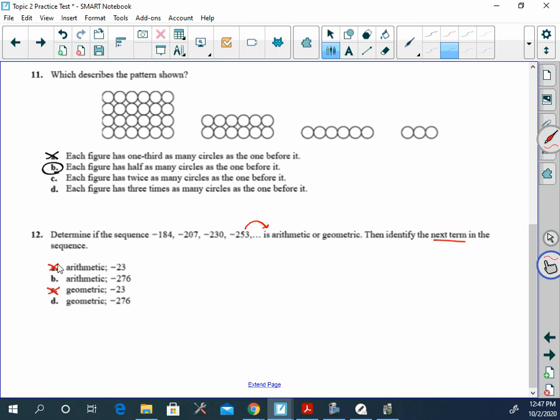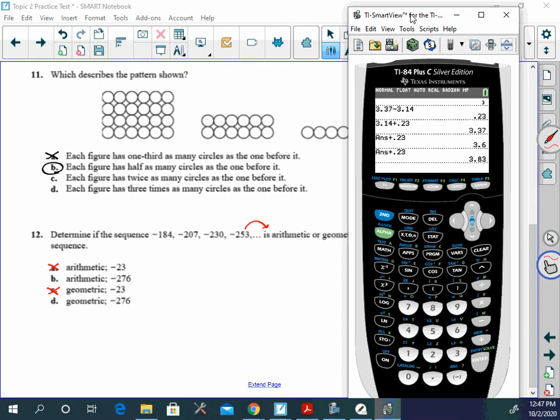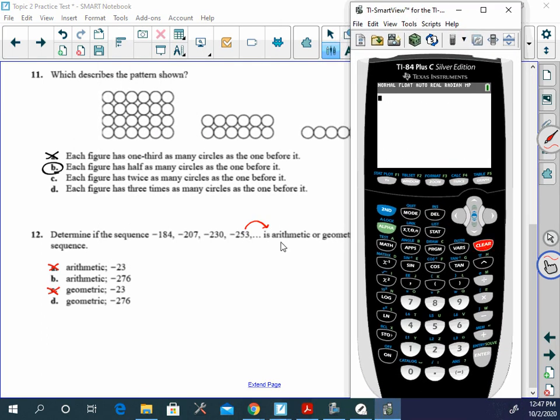Then you want to figure out if you're multiplying or adding. With numbers we're not super comfortable with, we can use our calculator and take the difference. Remember, with arithmetic, it's a common difference. So I always take the second one, which is -207, and then I subtract the first one, which is -184. I'm getting 23 that it's going down by. And then you want to see if that keeps happening.